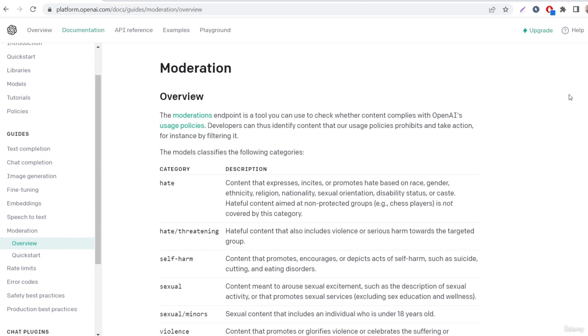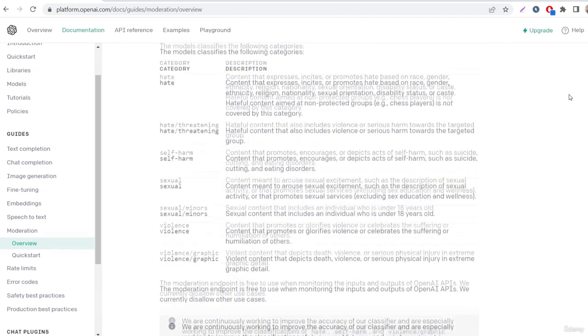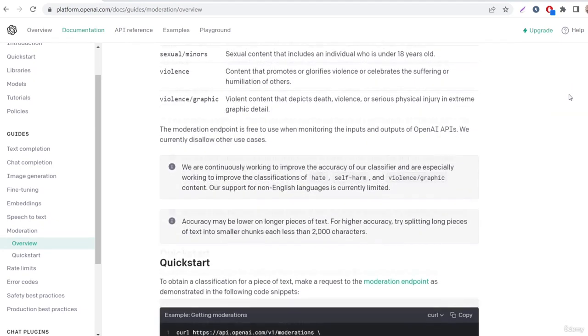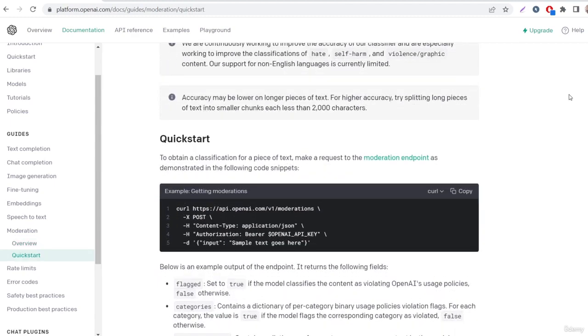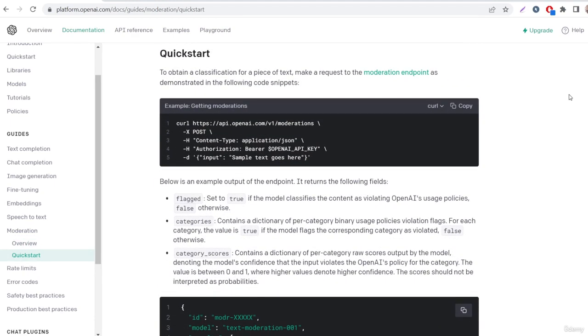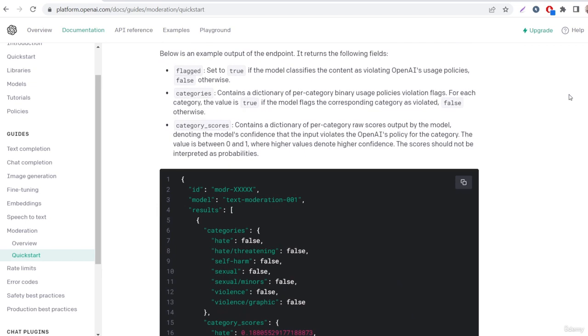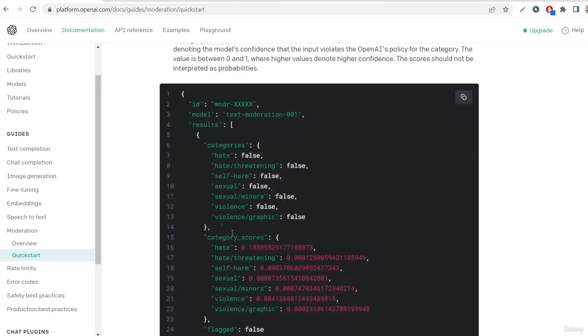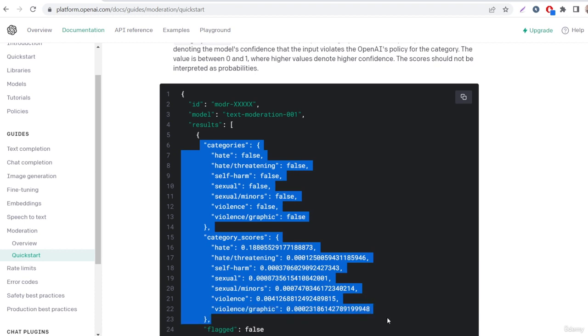Let's talk about moderation models. The moderation models serve the purpose of evaluating content to ensure its compliance with OpenAI's usage policies. These models are equipped with classification abilities to identify various categories of content, including hate speech, threatening language, self-harm, sexual content, content involving minors, violence, and graphic violence. For more detailed information, you can refer to our moderation guide.